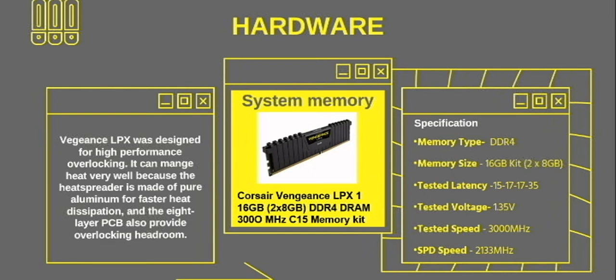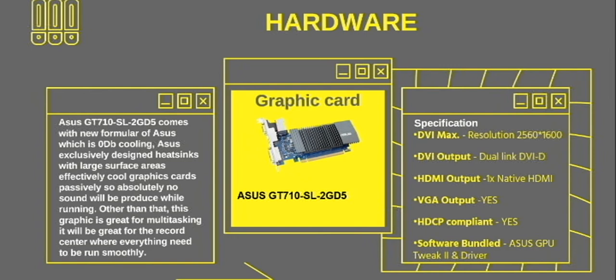So this is the specification, and from the memory type, memory size, and to the SPD speed. Then move to the hardware again and the graphic card. So the graphic card that we chose is Asus GT710SL2GD5.